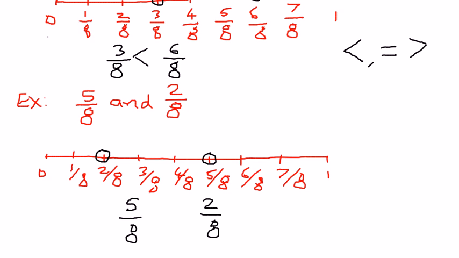5 is larger than 2, therefore we want to use one of these symbols: less than symbol, or equal to symbol, or greater than symbol. 5 is greater than 2. Since we have the same denominators, we're going to put a greater than symbol between these two fractions, and that is how we are able to find out the order relation between these two fractions.